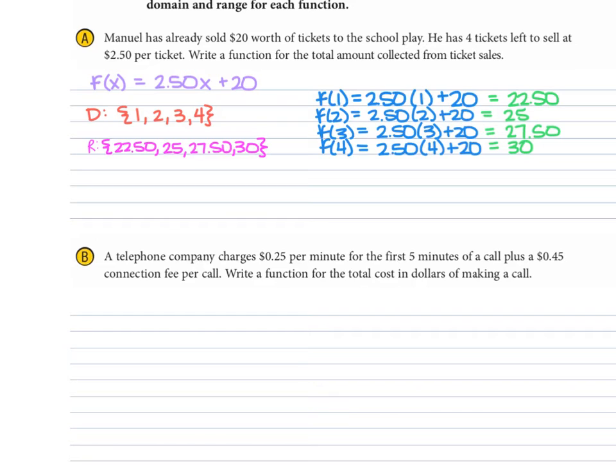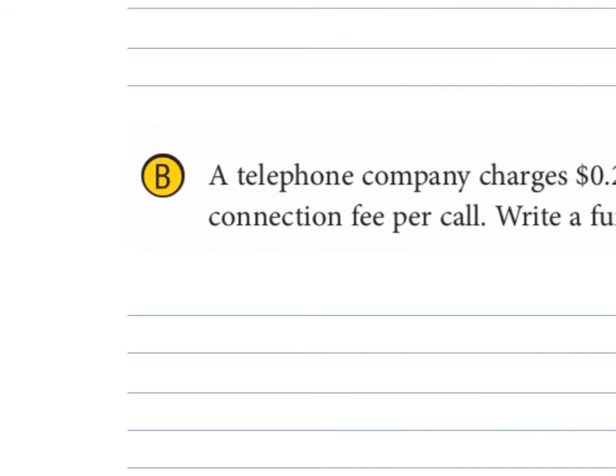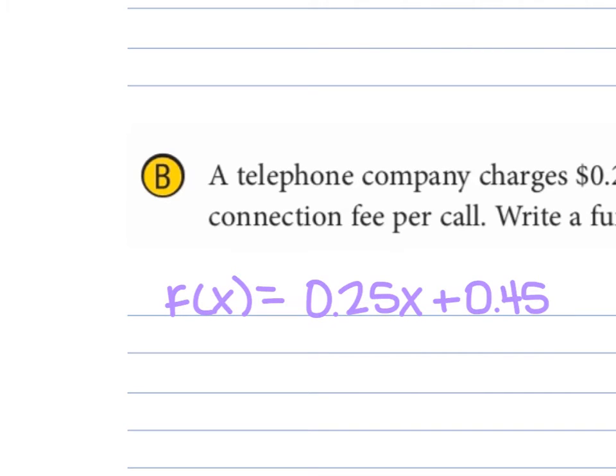For B, it tells us that a telephone company charges 25 cents per minute for the first 5 minutes of a call, plus 45 cents connection fee per call. Write a function for the total cost in dollars for making a call. So our function is going to be f of x is equal to, well, we have 25 cents per minute, so that's going to be 0.25x, and then it's 45 cents to connect the call, so that's plus 0.45.